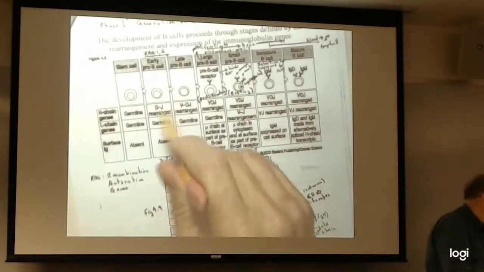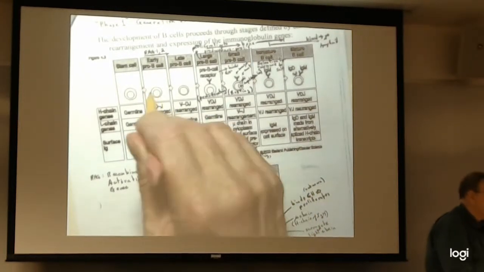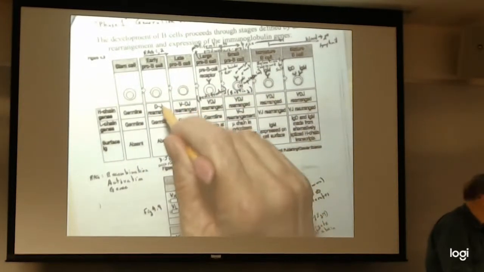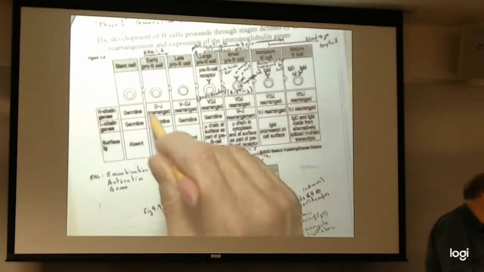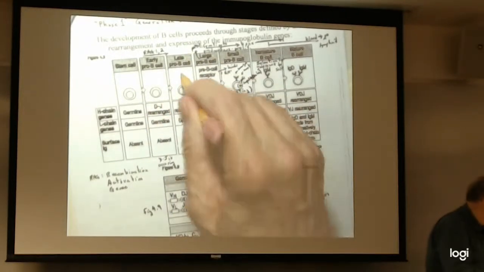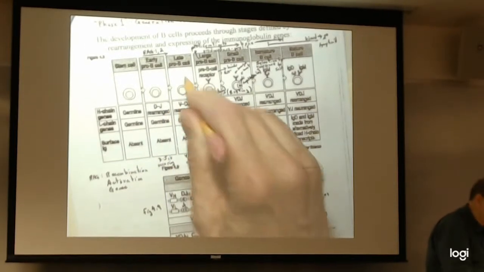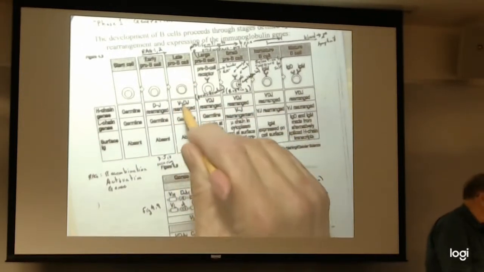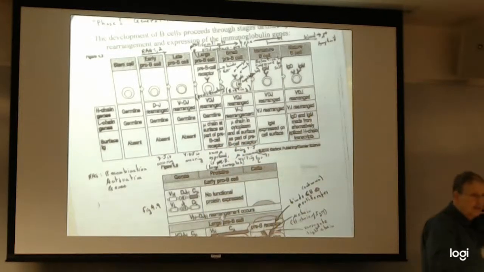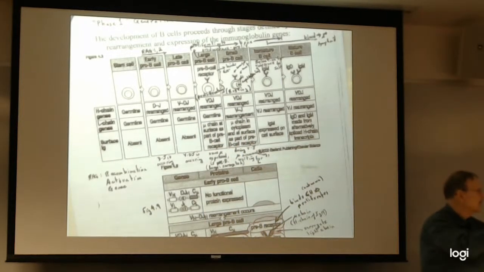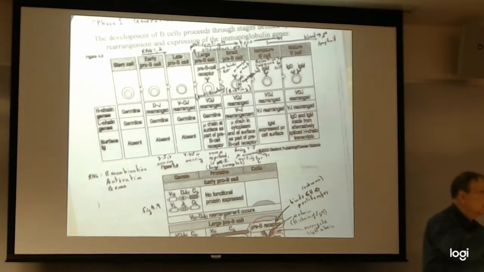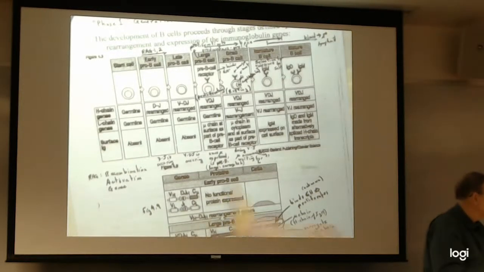We start grabbing a D and pairing it up with a particular J. And after we've made a DJ pair, we move on to a late pro-B, where we grab one of the V's and pair it up with the DJ pair that we made. So that when we succeed, we have made a functioning DNA sequence, a gene, for the heavy chain with a particular VDJ set, right? Okay.